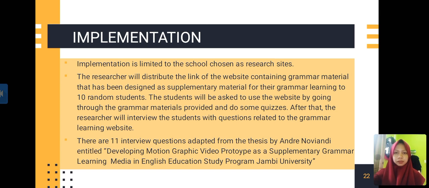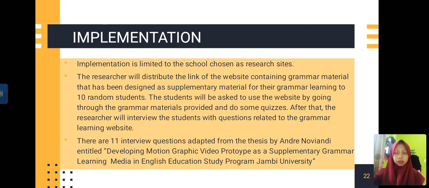Next is the implementation stage. Implementation is limited to the school chosen as the research site. I will distribute the link of the website containing the grammar materials that has been designed as supplementary material for grammar learning to 10 random students. The students will be asked to use the website by going through the grammar materials provided and doing some quizzes. After that, the researcher will interview the students with questions related to the grammar learning website.